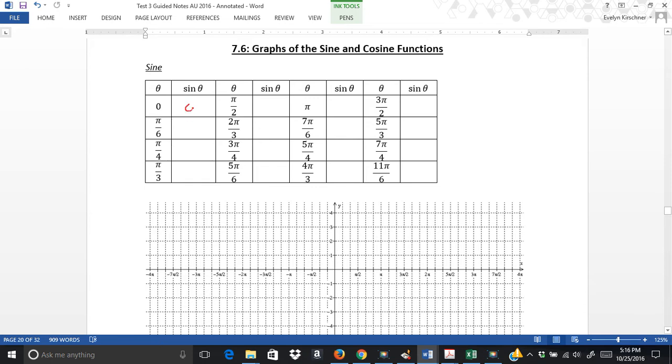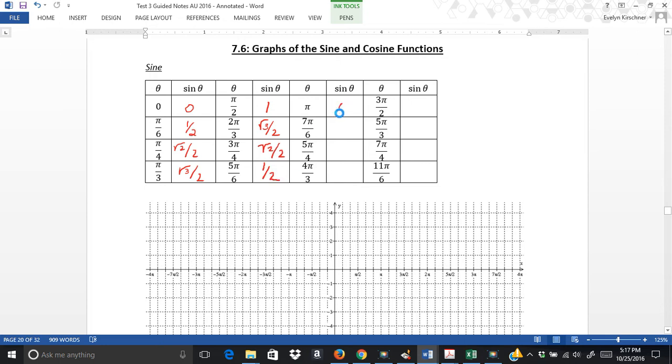So at 0, the sine is 0. At pi over 6, it's 1/2. Pi over 4, it's radical 2 over 2. Pi over 3, it's radical 3 over 2. Pi over 2, it is 1. 2 pi over 3 is radical 3 over 2. 3 pi over 4 is radical 2 over 2. 5 pi over 6 is 1/2.